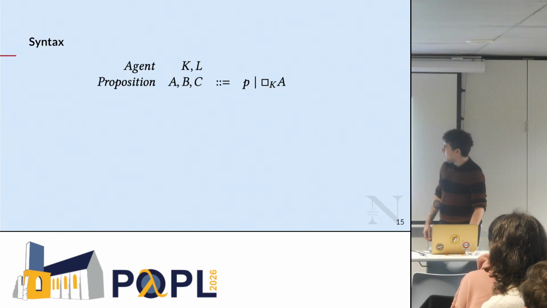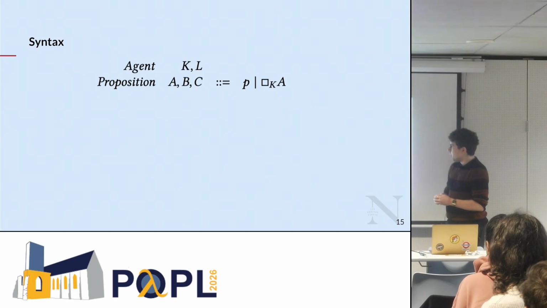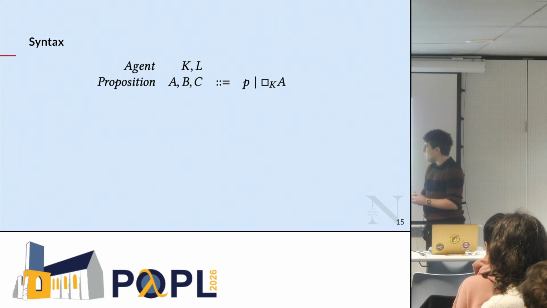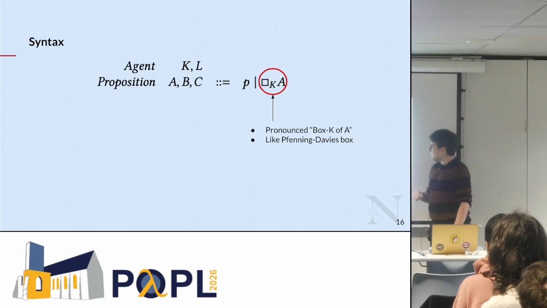So the epistemic logic S4. It's pretty small. We have our agents, which are just going to be represented by symbols. We have propositions. We have an atomic proposition P, and then we have this box K thing. This box K thing is going to be pronounced box K of A. And it's a lot like Fenning and Davies's box, for those who are in the know about Fenning-Davies's judgmental S4.